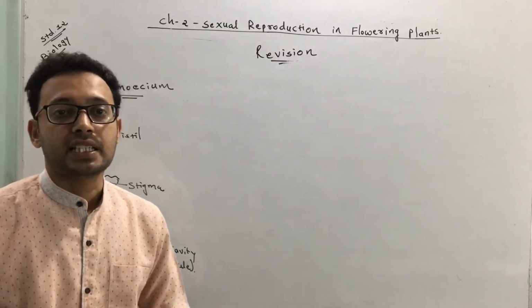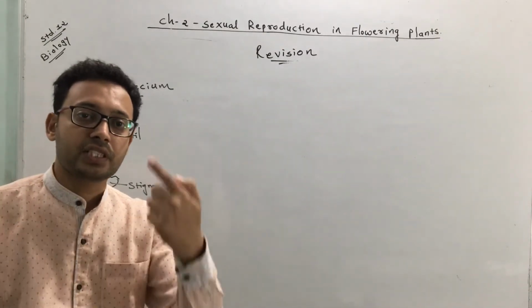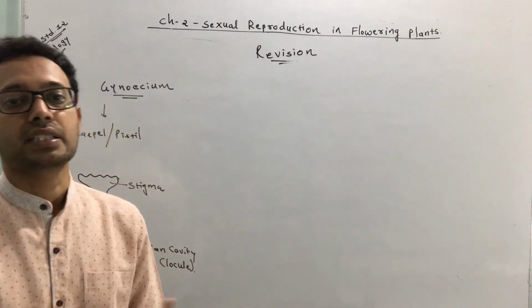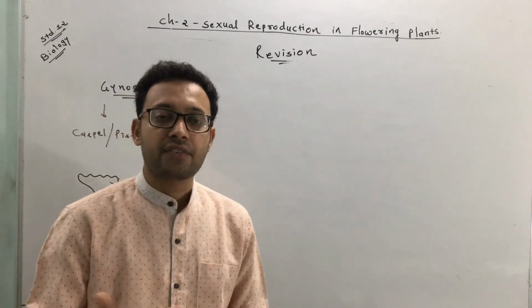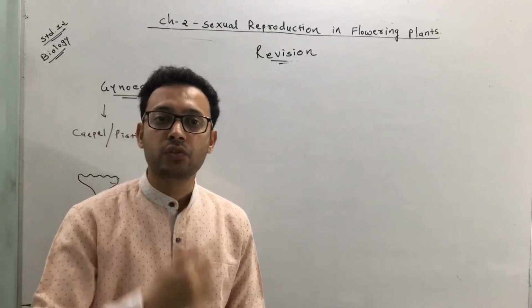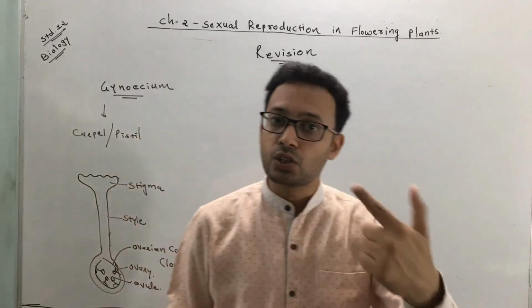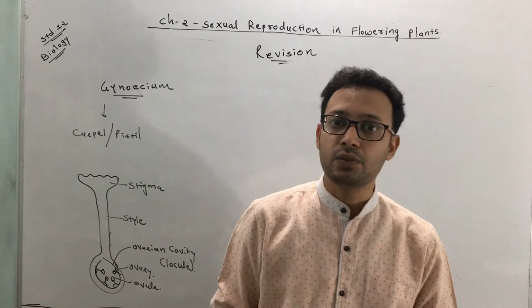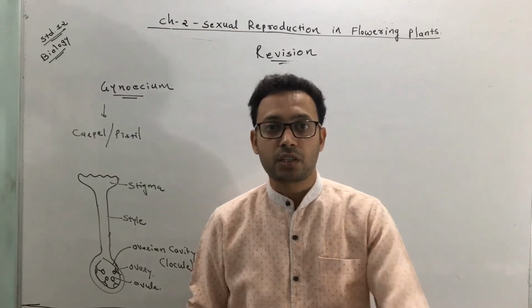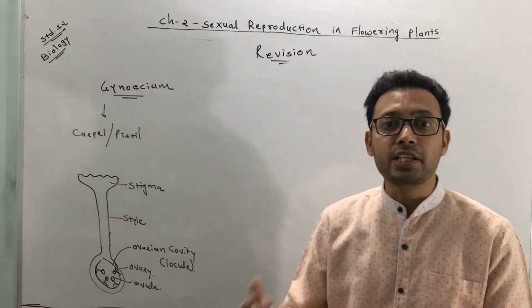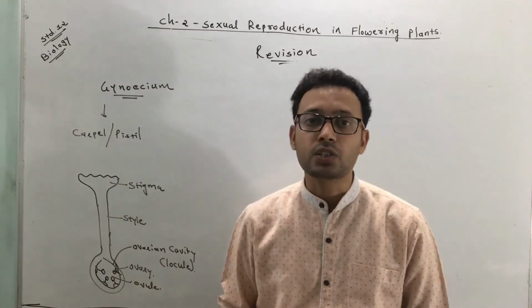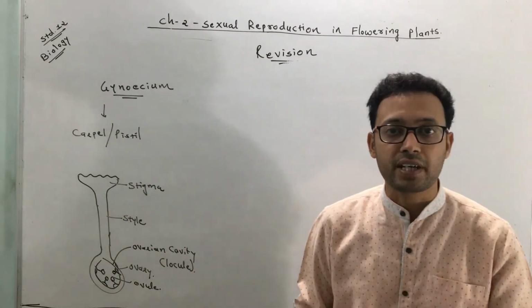Some plants, or some fruits, have one ovule, and some have many ovules. For example, mango has one ovule. Wheat also has one ovule. Rice has one ovule. But if you see the example of watermelon and papaya, they have many ovules within an ovary. So the number of ovules is going to vary.